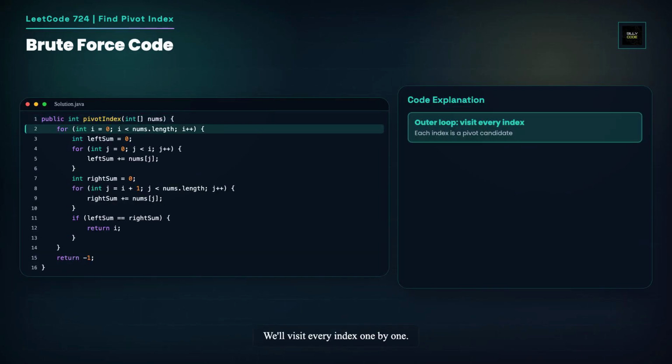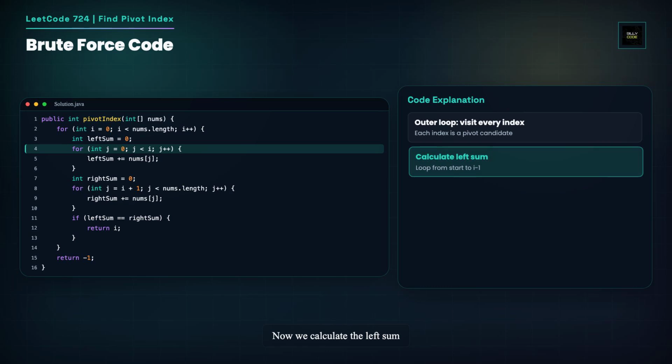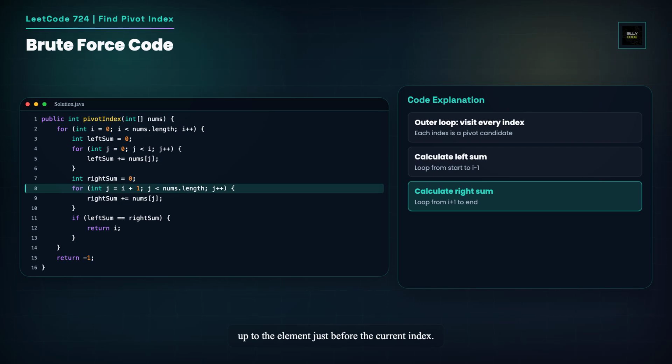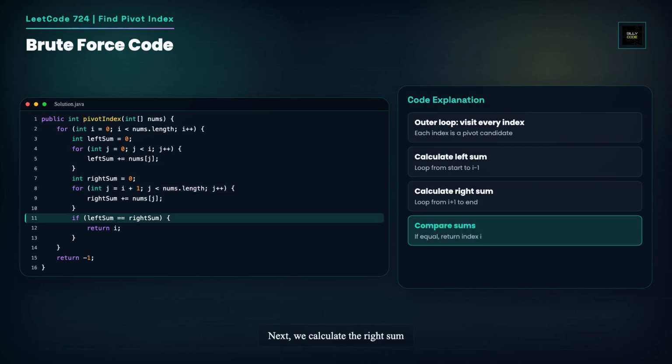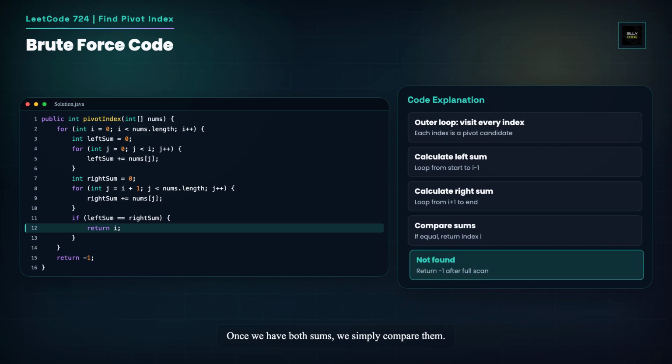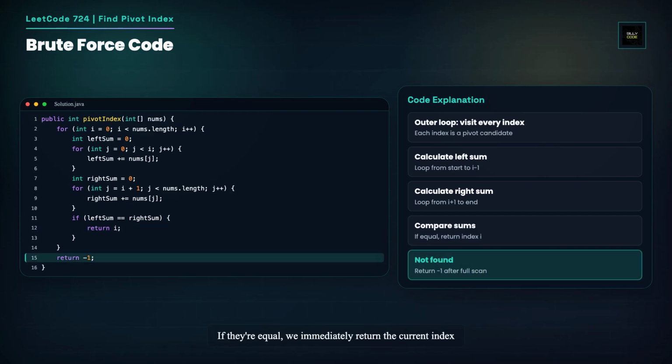We'll visit every index one by one. For each position, we treat it as our current pivot candidate. Now we calculate the left sum by looping from the beginning of the array up to the element just before the current index. Next, we calculate the right sum by looping from the element just after the current index until the end of the array. Once we have both sums, we simply compare them. If they're equal, we immediately return the current index because we found the pivot. If they aren't equal, we continue checking the remaining positions. And if we finish scanning the entire array without finding a valid pivot, we return -1. The implementation is simple enough.